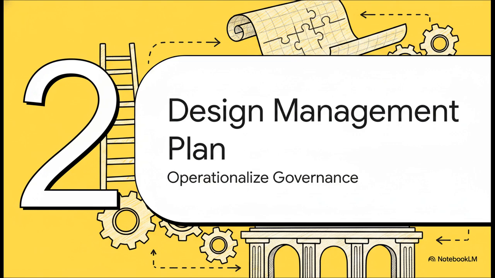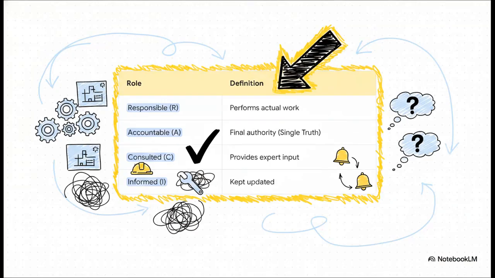Moving right along to Section 2, the design management plan, and exactly how we operationalize governance. Managing massive cross-functional teams demands a crystal clear language of authority, and that brings us to the RACI Matrix. Pay special attention to the accountable role here. There can only be one individual accountable for any given task, no exceptions. This creates a single source of truth and completely eliminates the kind of duplicated effort and muddy ownership that can just plague complex projects. The responsible folks are the ones actually doing the heavy lifting, the consulted experts provide vital input, and the informed group is just kept in the loop.